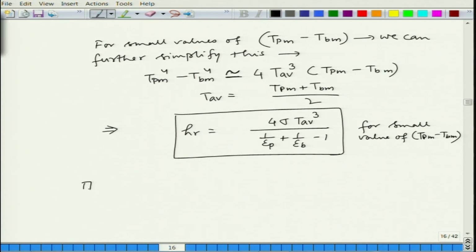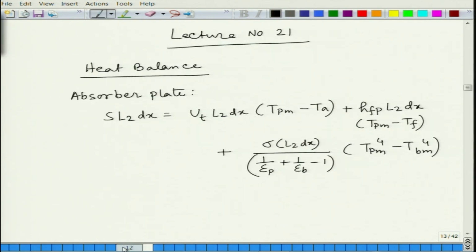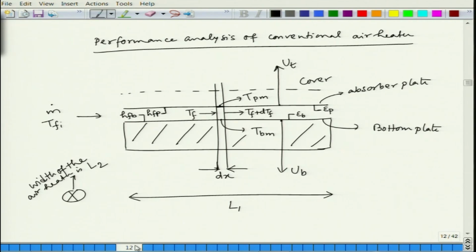Now another simplification we can do. Moreover, more often than not, this UT is much greater than UB. What does it mean? It means that the top loss coefficient is dominating in the overall loss coefficient. In the bottom part, what we have here is the total insulation, and the loss through that part is really small compared to what is happening towards the top.